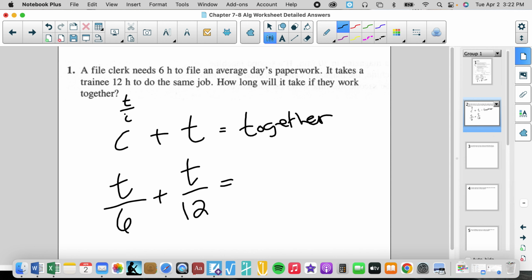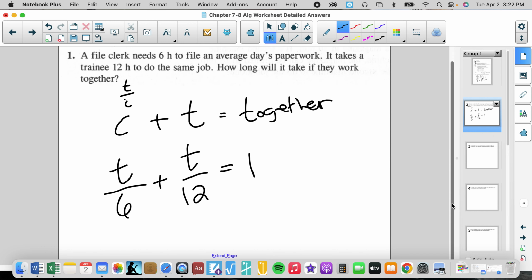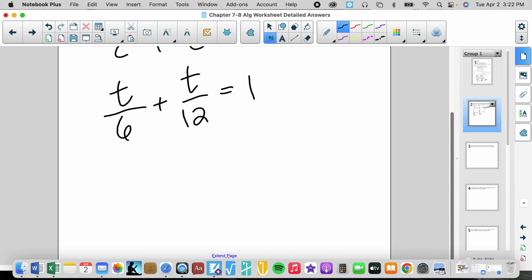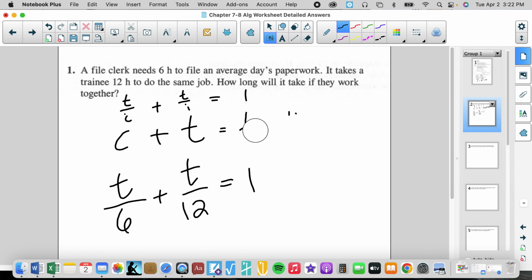And we know that when they do it together, it's going to complete the job, so it's going to be equal to 1. That is always going to equal 1. Or that shouldn't be together. This should be complete.